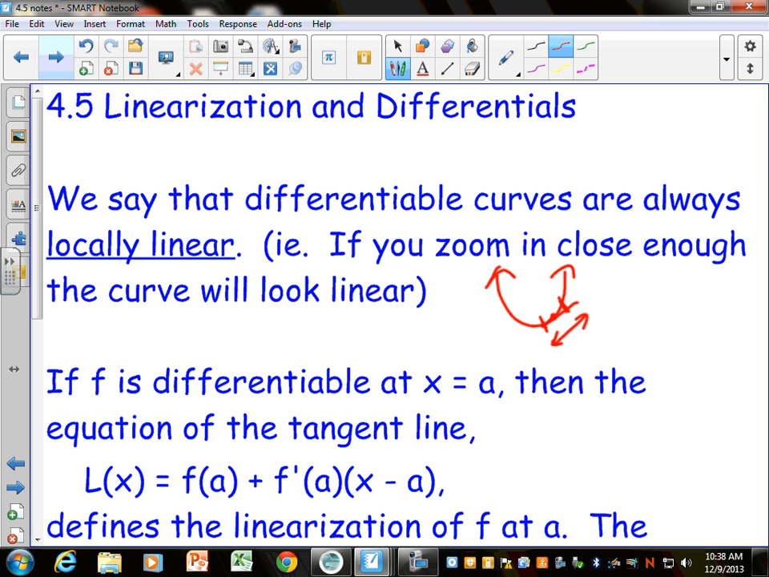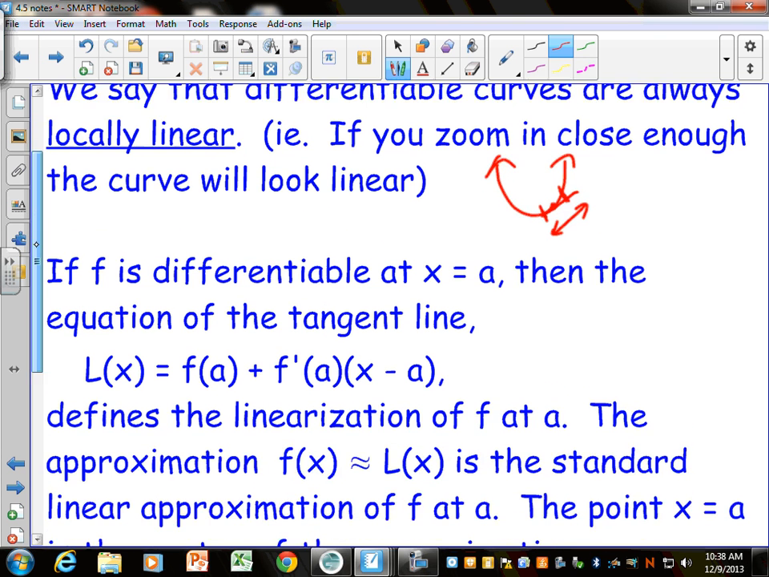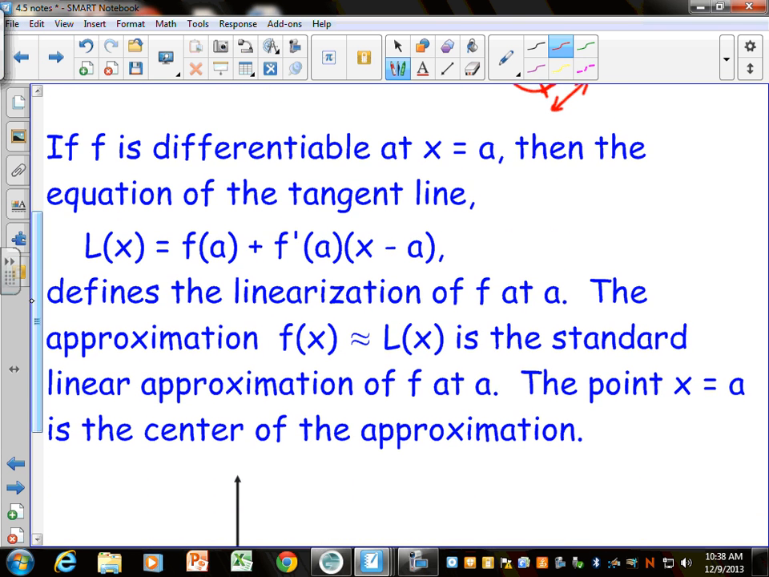All right, so I'm not a big fan of the way the book writes this, but this is what they say. They say if f is a differentiable function at some point, x equals a, then the equation for the tangent line is this. Let me just show you where this comes from.